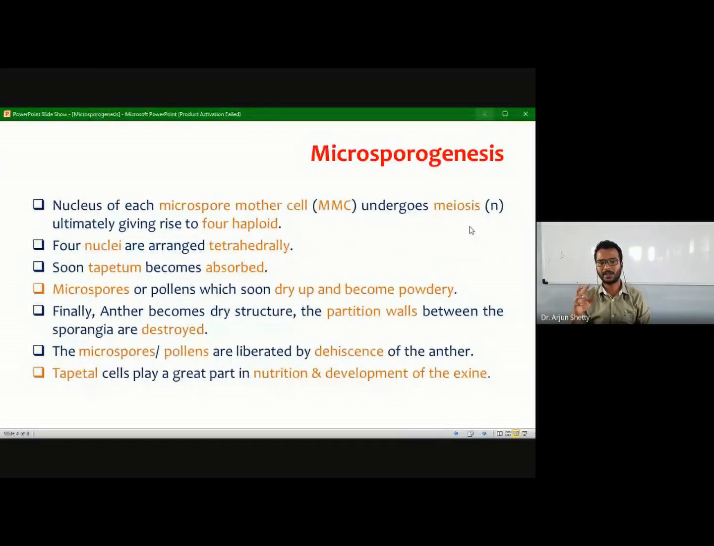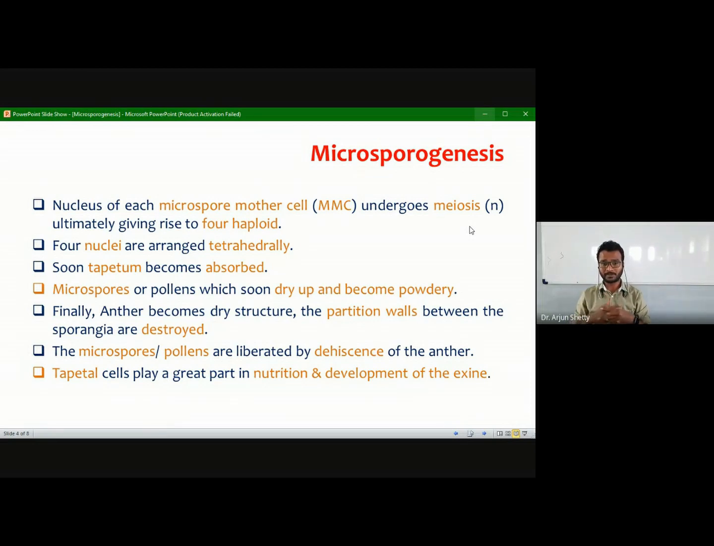And what happens when the microspore mother cell, or MMC, undergoes the meiotic division? We already know that meiotic division is the reductional cell division, where the diploid cell becomes haploid cells. These haploid cells, the pollen grains, the male gametes, contain the haploid set of chromosomes, and when they find a suitable haploid ovule, they fuse with it, and when there is compatibility, we see fertilization.